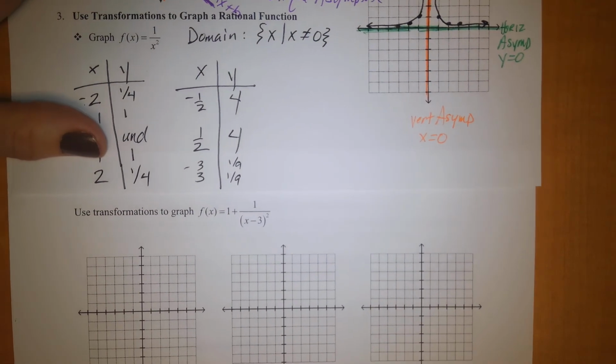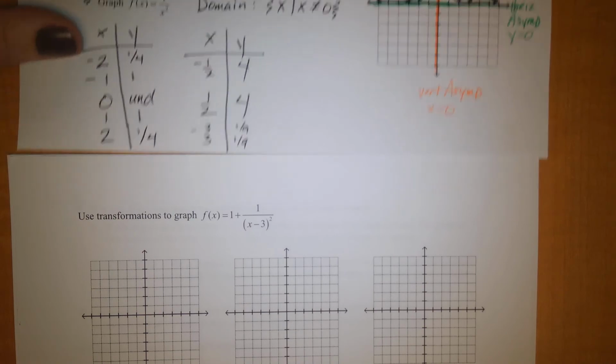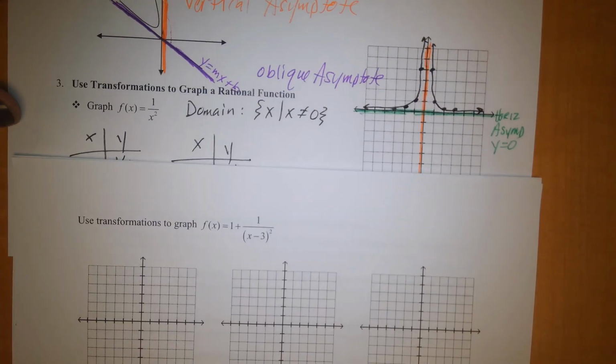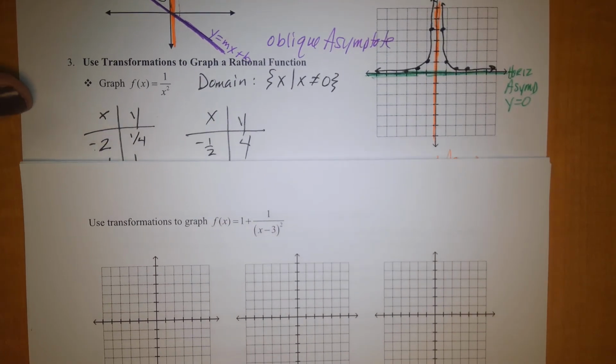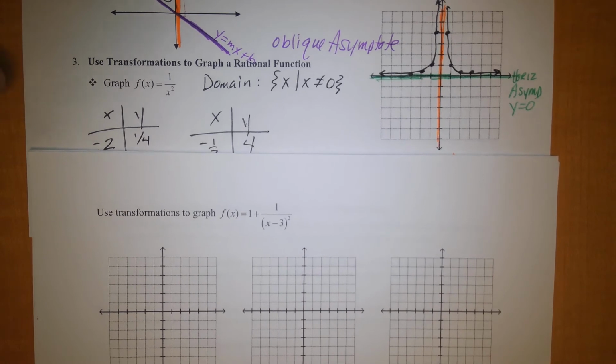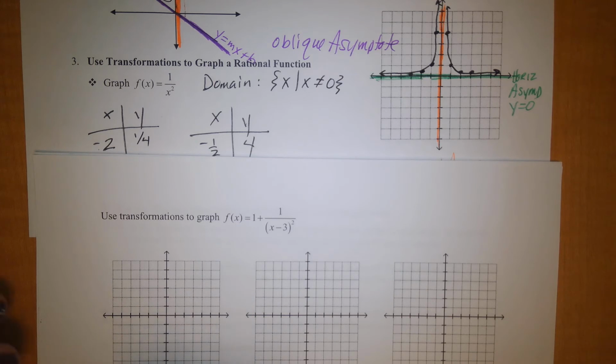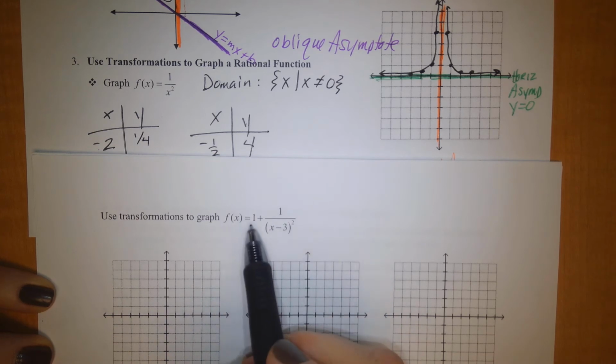Okay, so we have this graph. Maybe I'll do it like this. There we go. Okay, so we have this graph and we're going to do some transformations. So in the first graph here, we're actually going to graph just the graph of f of x equals 1 over x squared, because that is what is happening.